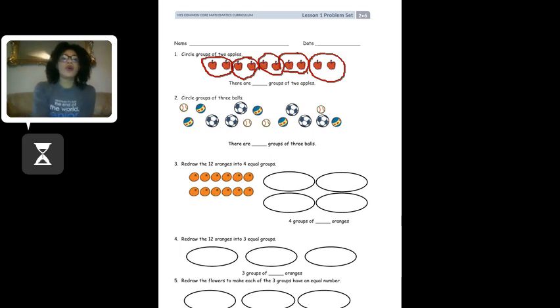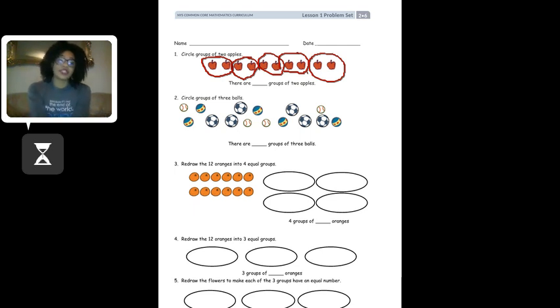And so I want to know how many groups, how many red circles do we have? Because the red circles represent one group. So I have 1, 2, 3, 4, 5 circles. So that means I have 5 groups. What is in each group? There are 1, 2 apples in each group.